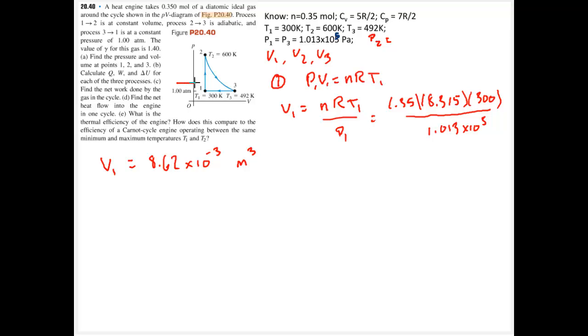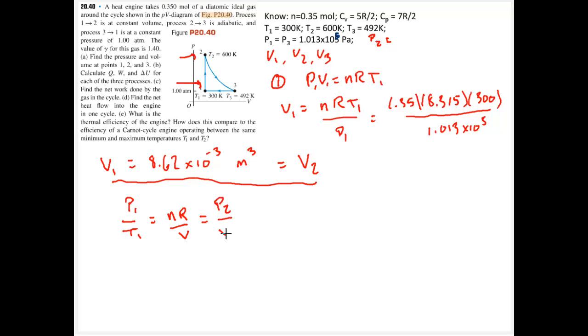I can go ahead and say, oh look, point 1 and point 2 are going to have the same volume, so I've solved for V1 and V2 right here. Now I can say, okay, this is going to be a constant volume process, so I can say that the pressure at 1 divided by the temperature at 1 is going to be equal to nR divided by V. That's going to be a constant. That's going to be the pressure at 2 divided by the temperature at 2. So I can use this to solve for the pressure at point 2.